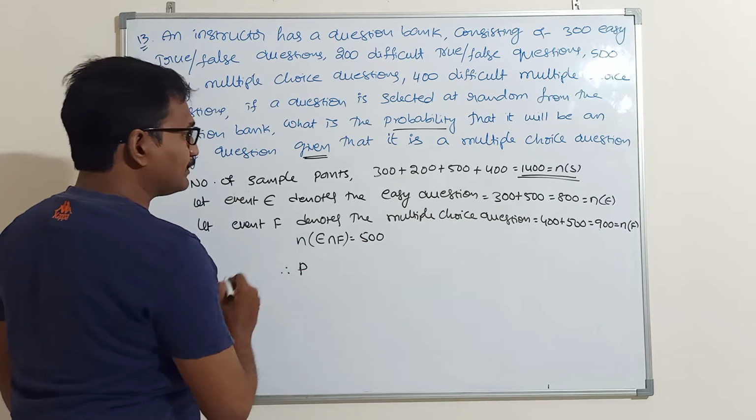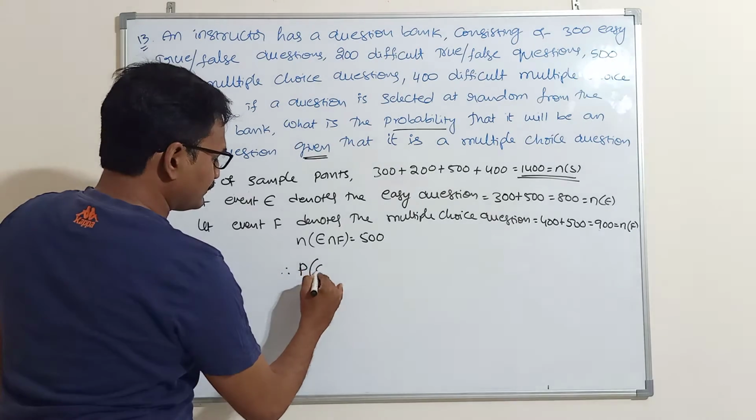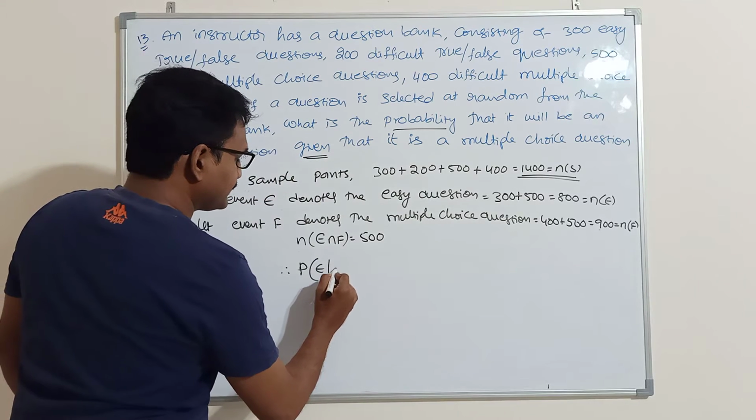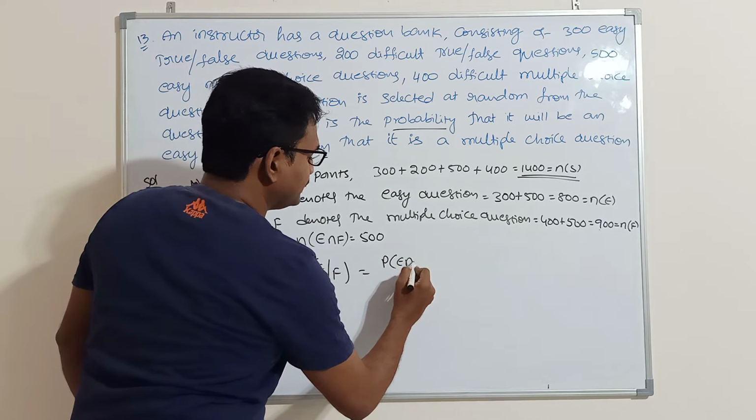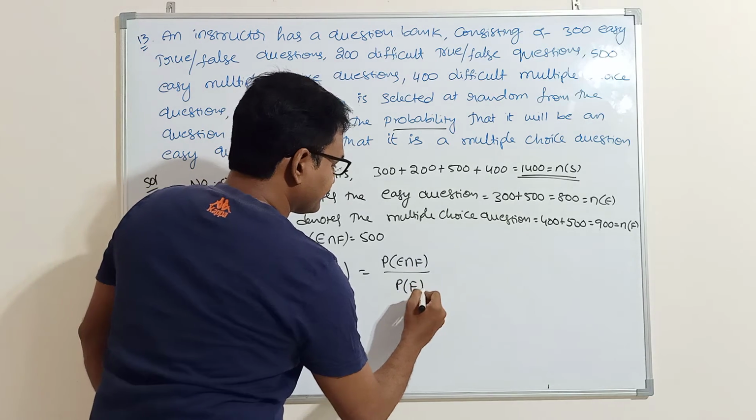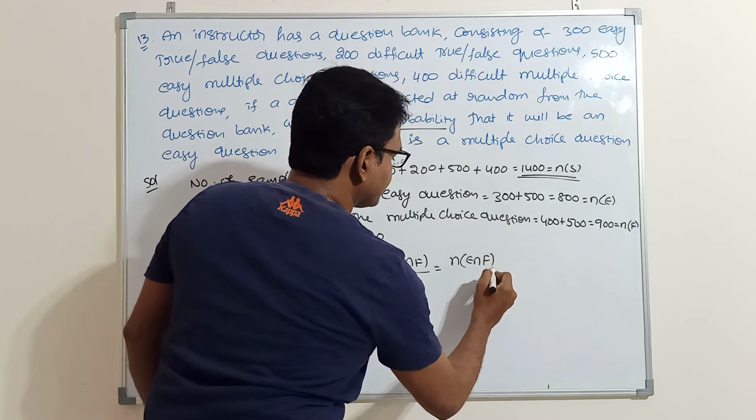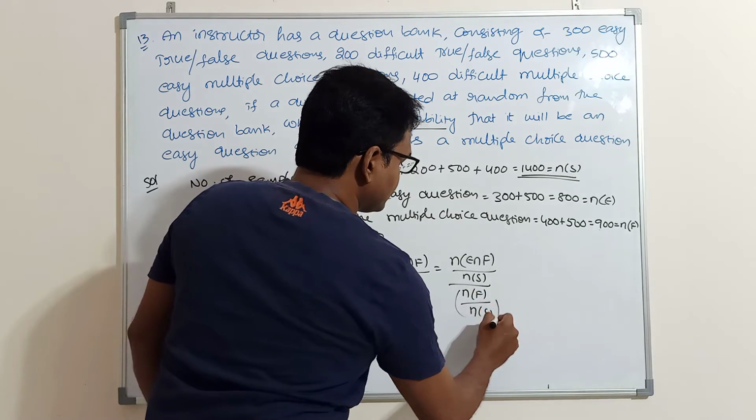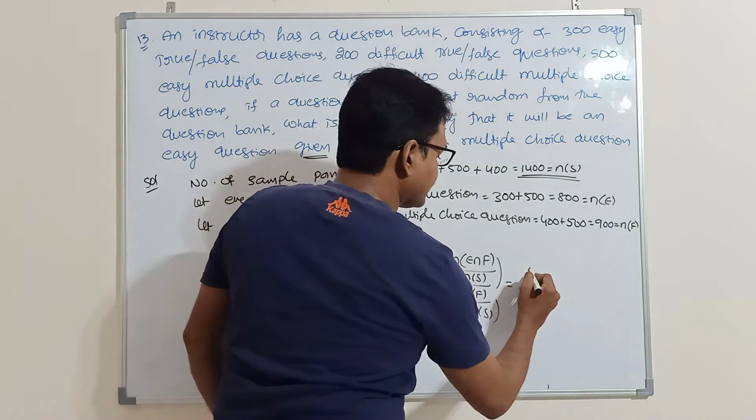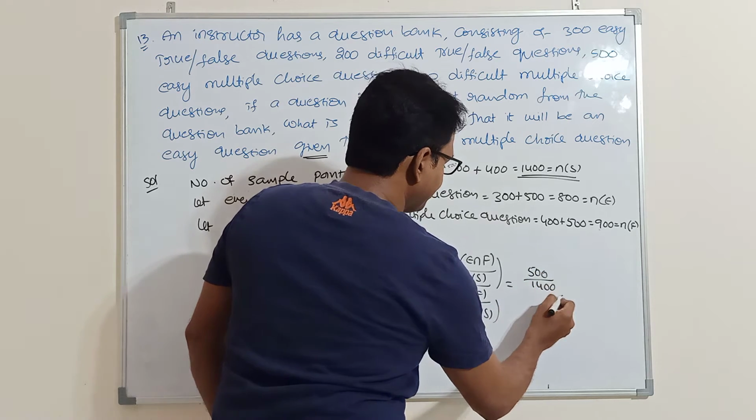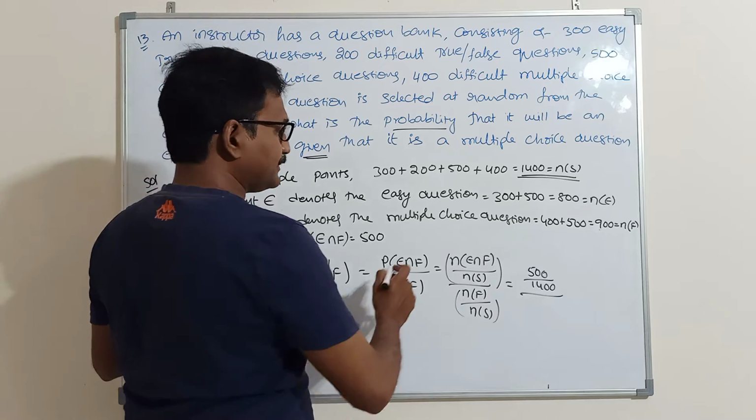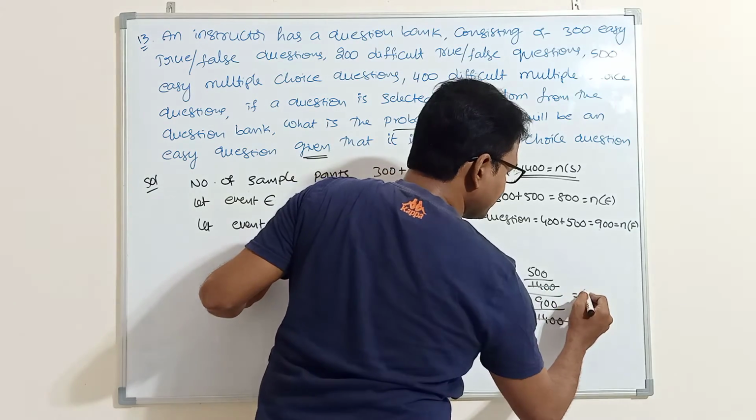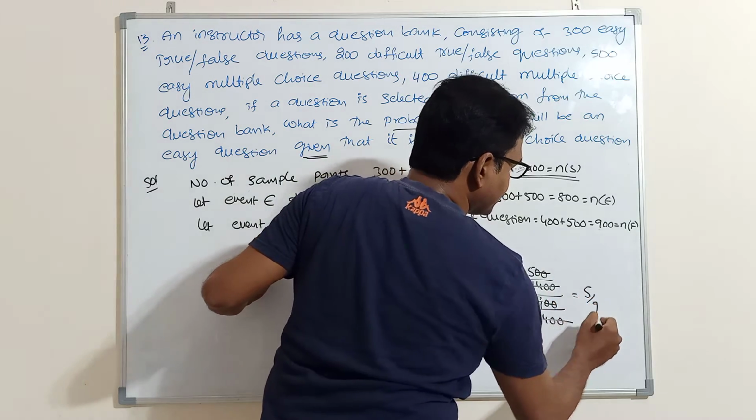So therefore, probability of event E, easy question, given it is a multiple choice question F, is equal to P of E intersection F by P of F. That means N of E intersection F by N of S, by N of F by N of S. N of E intersection F, how many questions are there? 500 out of 1400, by N of F. Number of elements in F is 900. 900 by 1400. 1400 gets cancelled. 0 gets cancelled. Answer is 5 by 9.